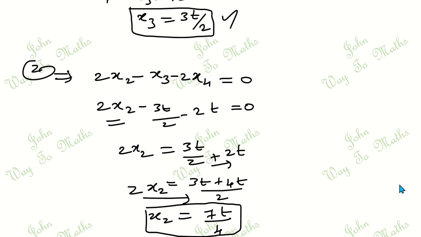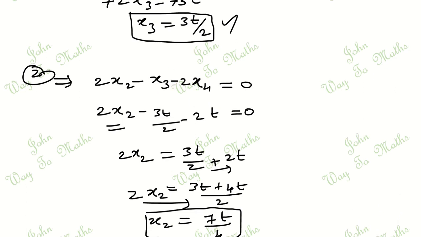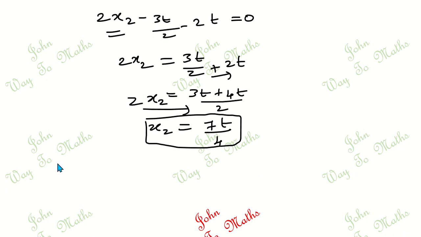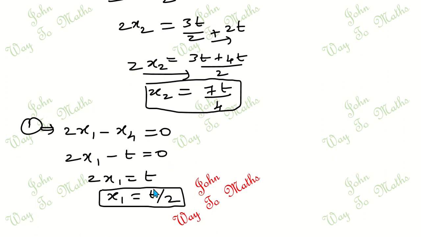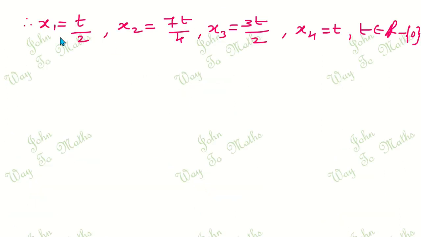So equation 1 becomes 2x1 minus x4 is equal to 0. So 2 times x1 minus x4, where x4 is t, is equal to 0. So we need x1: 2 times x1 is equal to t. So x1 is equal to t by 2 is the value for x1. So here we get the x1, x2, x3, x4 values, where t belongs to R minus singleton 0.